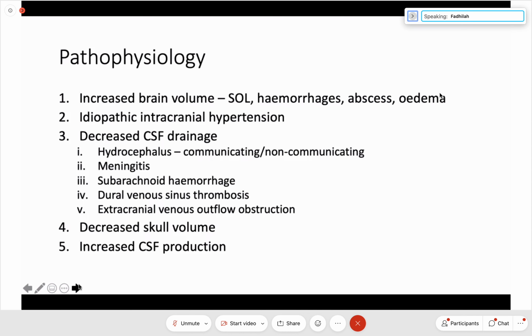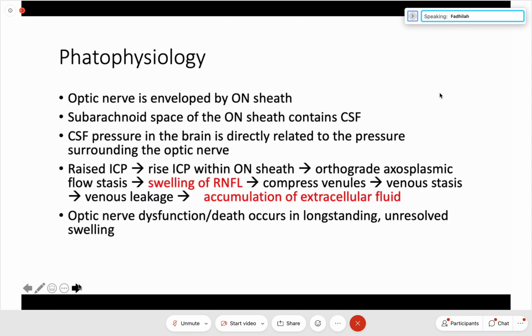Now, pathophysiology for this is, we all know that the optic nerve is enveloped by the optic nerve sheath, right? And within that, there is subarachnoid space surrounding the optic nerve, and this is continuous with the one surrounding the brain. So the CSF pressure within the brain is directly related to the pressure surrounding the optic nerve. So when the ICP is raised, the pressure surrounding the optic nerve is also raised.